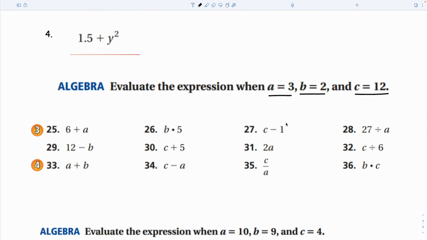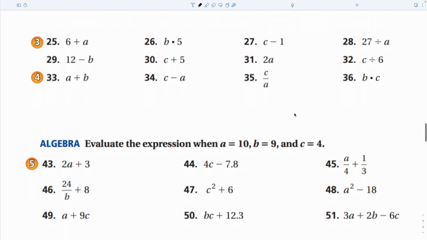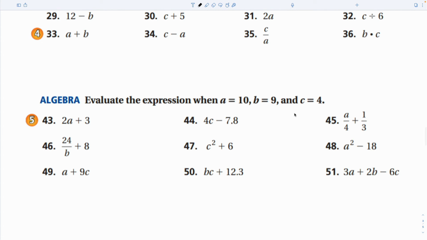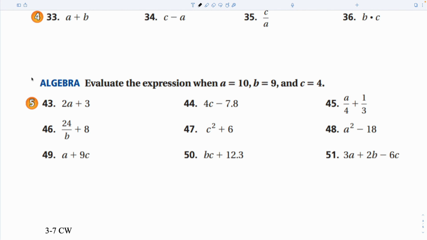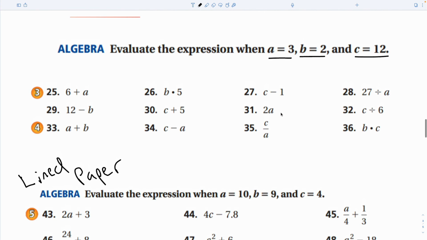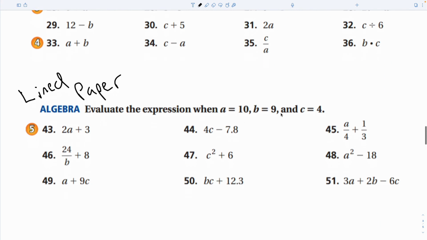You have a little bit of room in 1, 2, 3, and 4. When you get to 43, I need this definitely to be on lined paper. Do not try to crush 43 through 51 on your page. Yeah, right. 43 I need online.